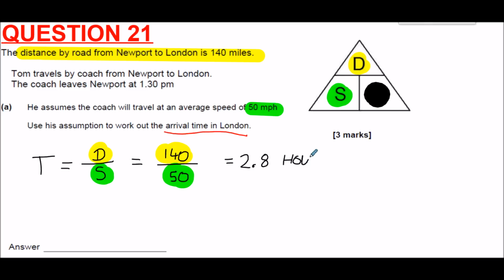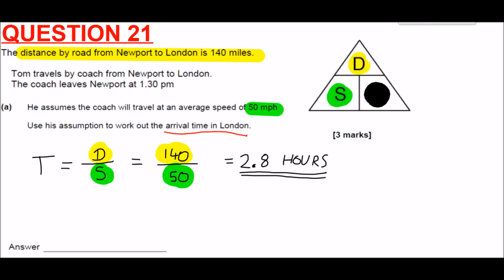Now this is where so often mistakes are made. 2.8 hours. People tend to then guess and think, oh, that must mean 2 hours 8 minutes. It doesn't, because decimal systems are base 10, but there's 60 minutes in an hour, so it's a completely different system. So what I'm going to do is show you two different ways of working out how long this takes in hours and minutes.